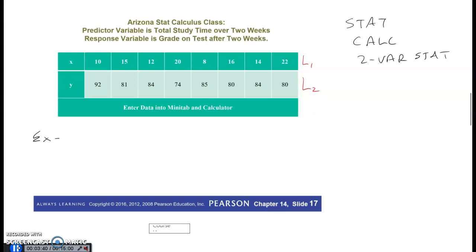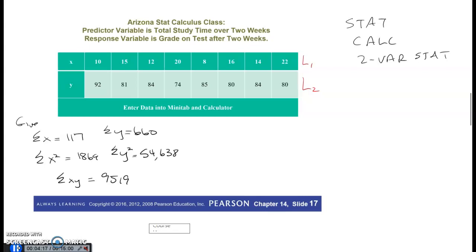You will get summation of x, it's 117, summation of x squared, 1869, so everybody write these down. Summation of the y's is 660. If I were to square all the y's and then sum them, I would get 54,638. And then this summation, which means I would multiply each x and y together, then add them up, I would get 9,519. So these will be given on a test.